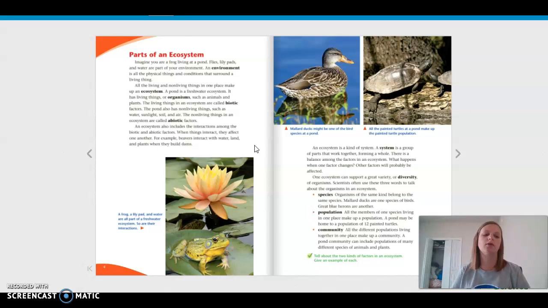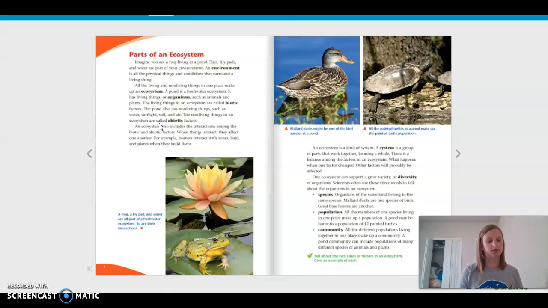Okay, so the parts of an ecosystem. Imagine you are a frog living at a pond. Flies, lily pads, and water are part of your environment. An environment is all the physical things and conditions that surround a living thing. So that's something that's important. An environment is all the physical things and conditions that surround a living thing. All the living and non-living things in one place make up an ecosystem.